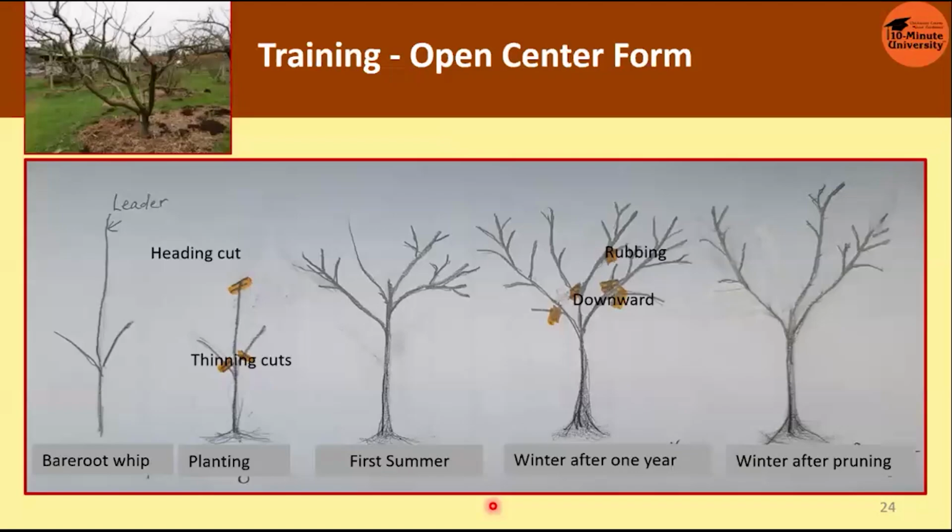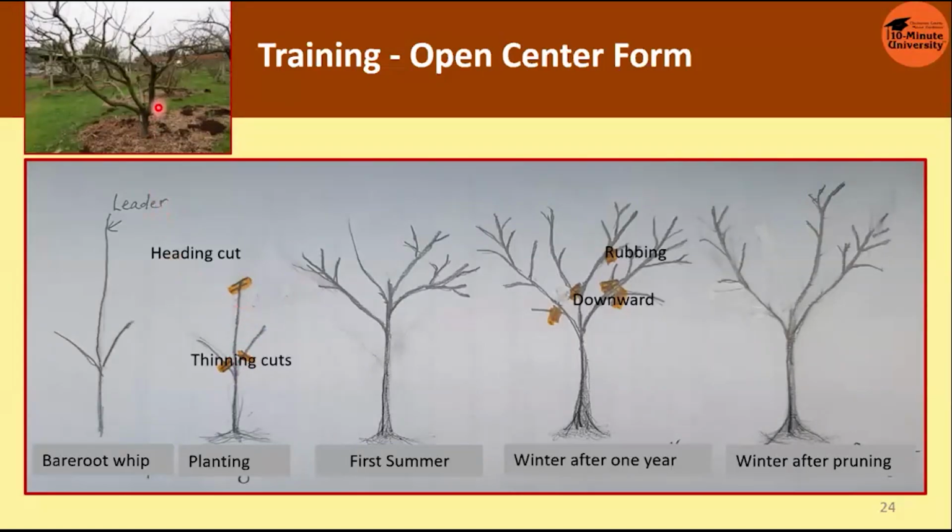And this is how you train a bare root whip into an open center form. At planting, you make a heading cut. This is made usually at 18 inches to 30 inches above the graft union. Keep in mind, this heading cut stimulates growth underneath, and those branches will form the structure of your fruit tree. So the higher you make the cut, the higher the origination point for your fruiting structures will be, and the lower cut will give you a lower framework.